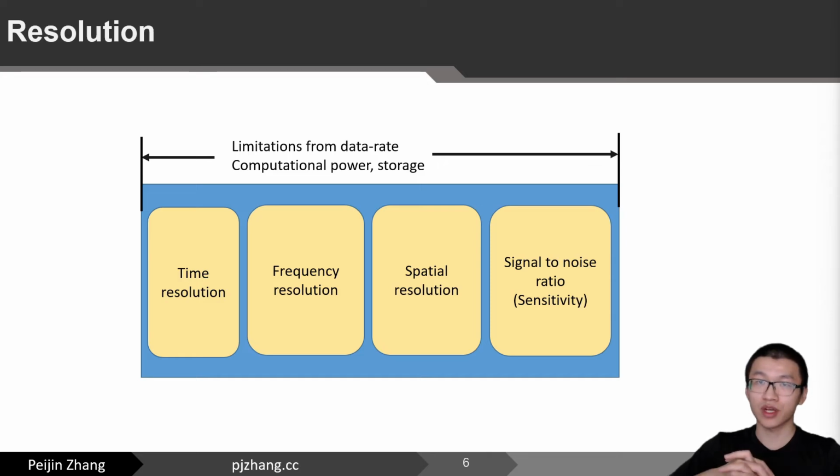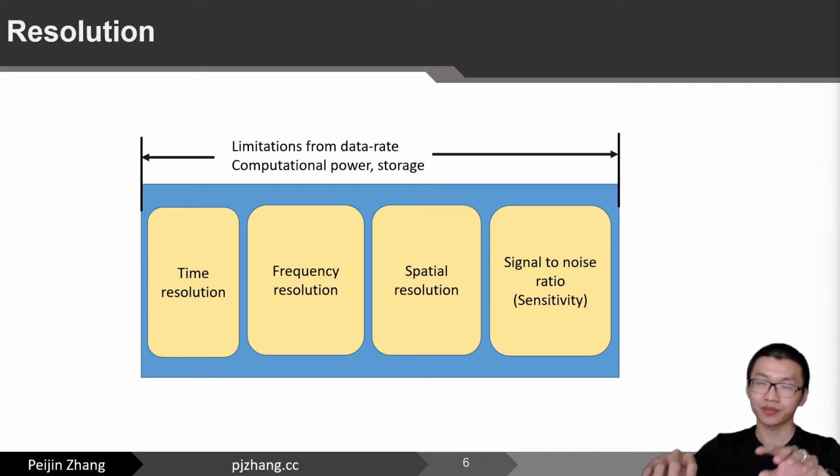Before we start on the data, I want to talk about a long-discussed topic, which is resolution. With such an advanced instrument, we are capable of observing objects at high resolution. But we cannot have high resolution in everything at the same time. Because of the limitations of data rate and the computational power of the correlator and the storage, we need to make sacrifices on some aspects in order to reach high resolution on a given aspect.